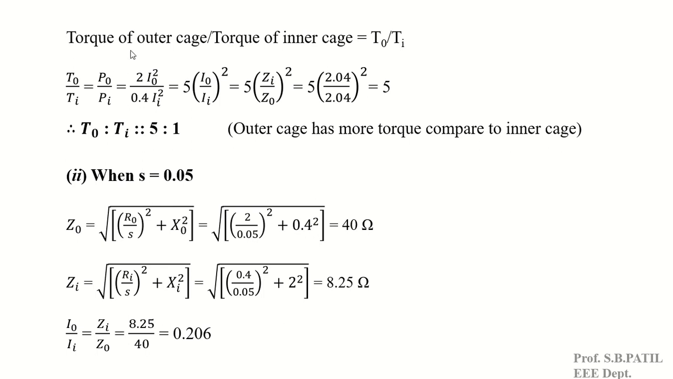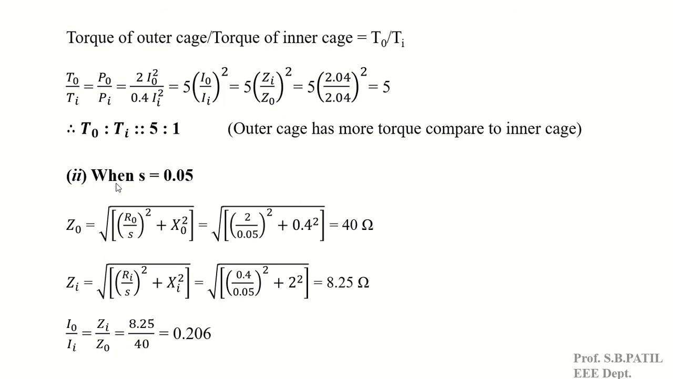Next, the torque of the outer cage by the torque of the inner cage, T0 by Ti, equal to P0 by Pi. Substituting the values of P0 and Pi here, we will get 5. T0 by Ti equal to 5, that is T0 to Ti equal to 5:1. That means the outer cage produces more torque as compared to the inner cage. This is the outer cage torque, this is the inner cage torque at starting.